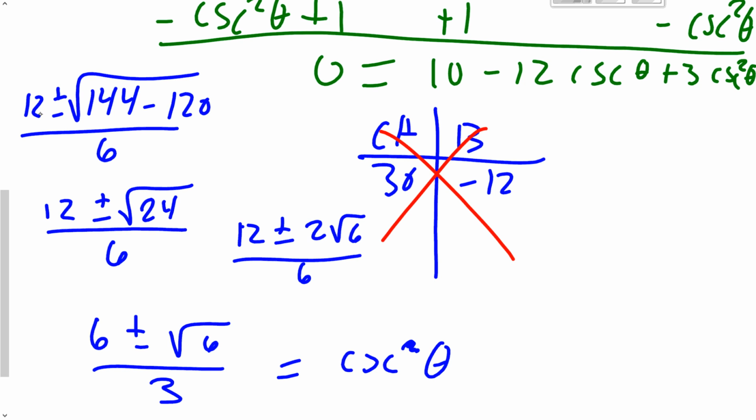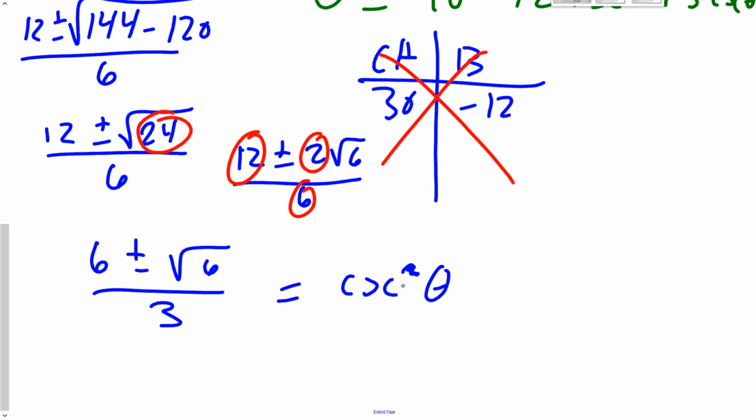So negative b, that's positive 12, plus or minus square root of b squared is 144, and then minus 4 times a is negative 12. Negative 12 times our c is negative 120. Subtract those, we get 24. We can reduce that to 12 plus or minus 2 roots 2 times square root 6 all over 6. We can reduce these. These all have a 2 in it, so we can reduce those. So we get cosecant of theta is equal to 6 plus or minus root 6 over 3.